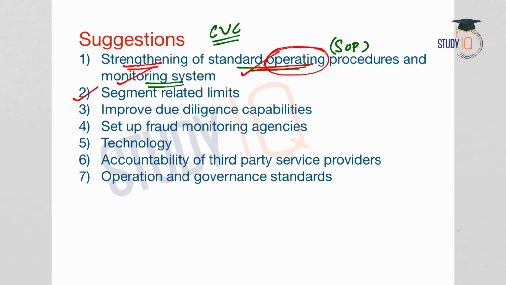The second one was related to segment related limits. The CVC suggested segment related limits on credit exposures, especially in the context of fixed deposit frauds. In case of fixed deposit frauds, we have seen that there was a poor level of checks and balances in the banking system. If there were proper mechanisms for checks and balances, the episodes of fixed deposit frauds could have been minimized.